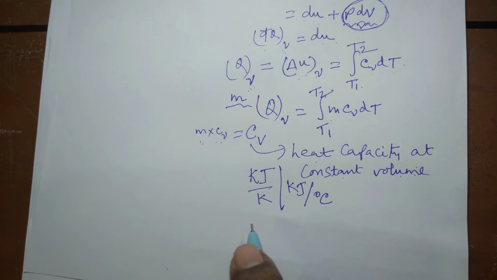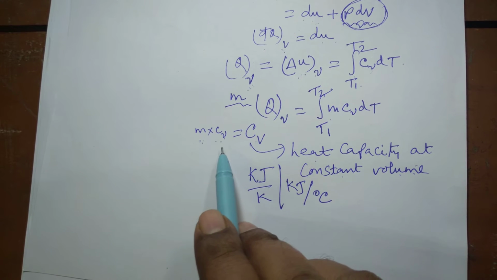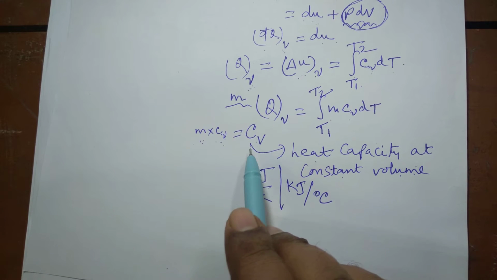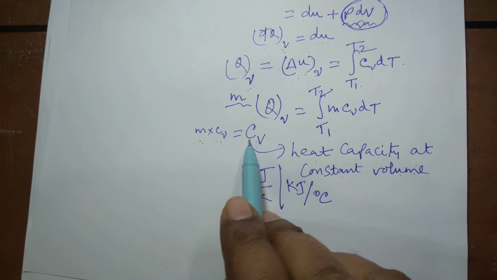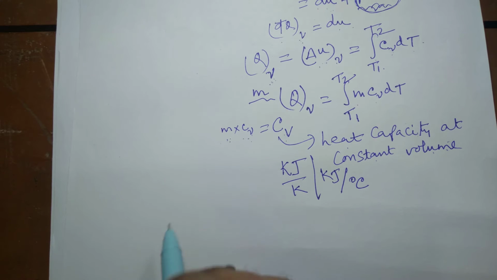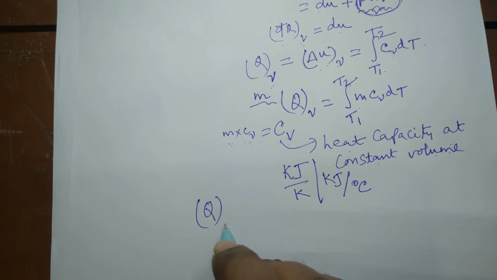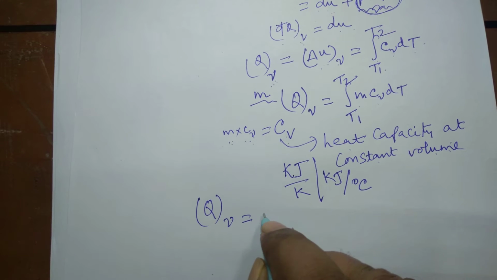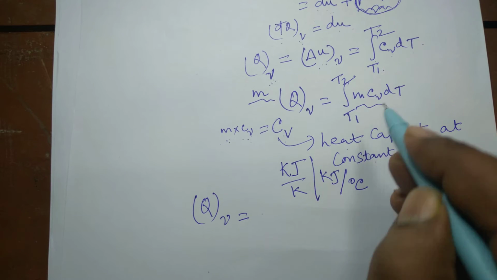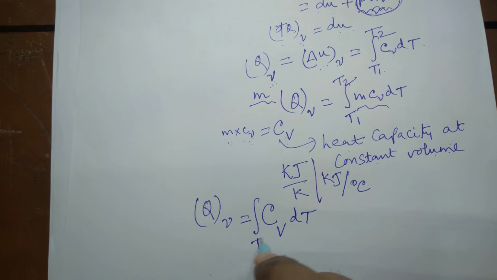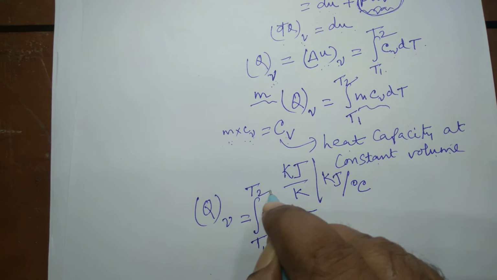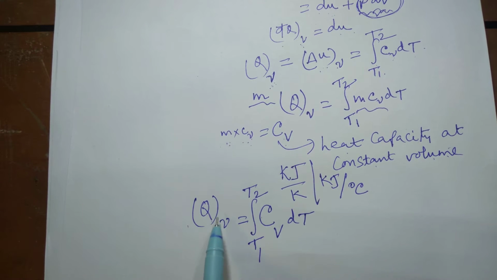There is no problem in it. This product of mass and specific heat is known as heat capacity, so capital Cv is the heat capacity at constant volume. Now I can write the equation Qv equal to the integral of, in place of m cv, capital Cv dT, with the limit from T1 to T2. So heat added to a system can be written like this.